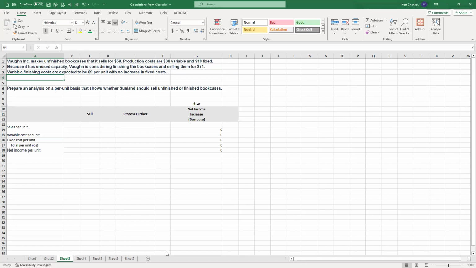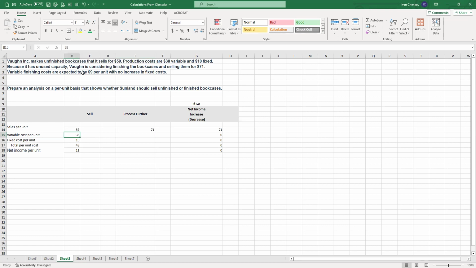So what do you have to do? Sales price per unit. How much is our sales price per unit in the first case? $59. How much is the variable cost per unit? $38. Fixed cost per unit, $10. Now the total unit cost will be this one plus that one, $48. Net income per unit will be 59 minus 48, yes, $11, if we sell it as is. Let's process it further. If we process it further, what will be the selling price? $71. What will be the variable cost?